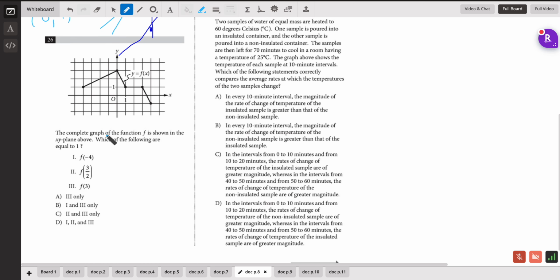Number 26 here, it says the complete graph of the function f is shown in the xy plane above. Which of the following are equal to 1? So we have 1 here is the line, and it's just asking which of these is on the line. That's it. So f of -4, we have 1, 2, 3, -4. Yep, that one's on the line right there. 3/2 or 1.5, yep, that's on the line right there. And at 3, 1, 2, 3, that one is also. And so the correct answer here is D.